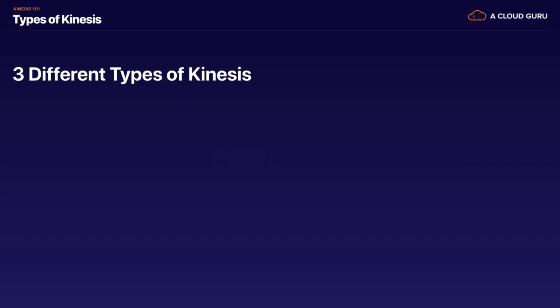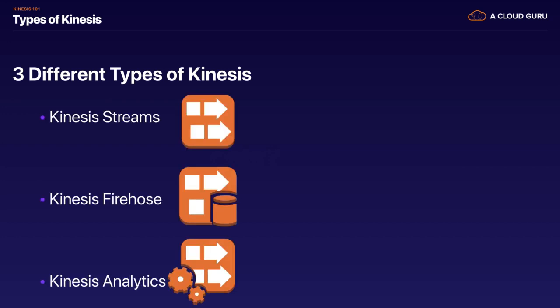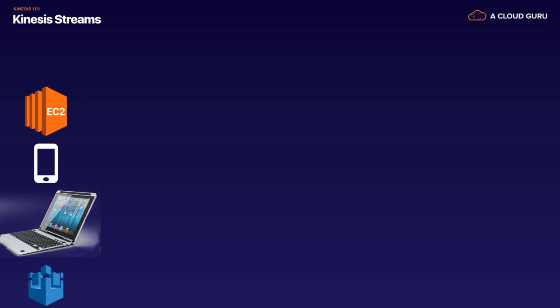And we have three different types of Kinesis. We've got Kinesis Streams, we've got Kinesis Firehose, and we've got Kinesis Analytics. And for the exam, you are going to need to understand the three different types of Kinesis and what you should use where. So let's start with Kinesis Streams.